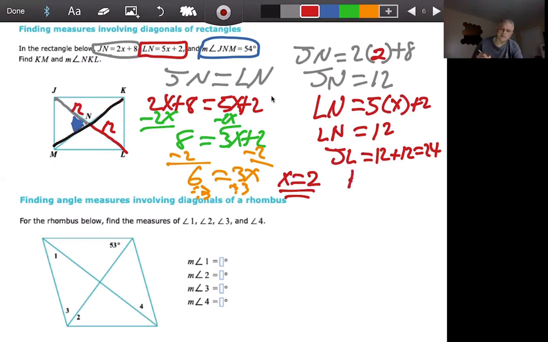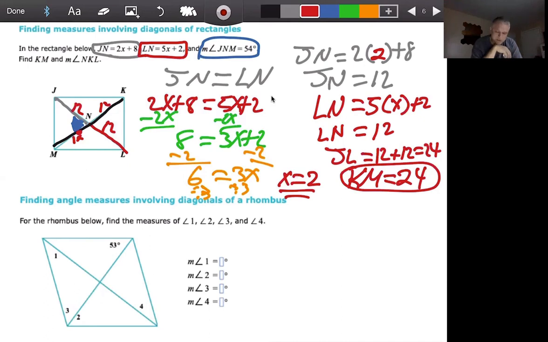Because, as I said, if you have right angles, which a rectangle has, then the diagonals are going to be congruent. So if we know JL is 24, we know KM is 24. Okay? So I know that all of these little pieces are going to be 12 units long. All of them. Okay? Every single one.